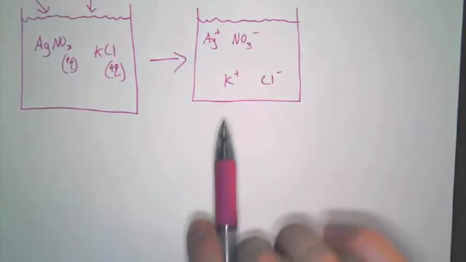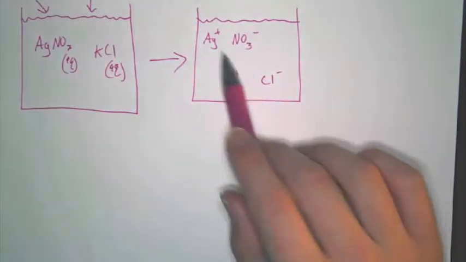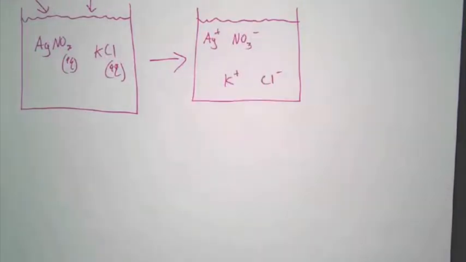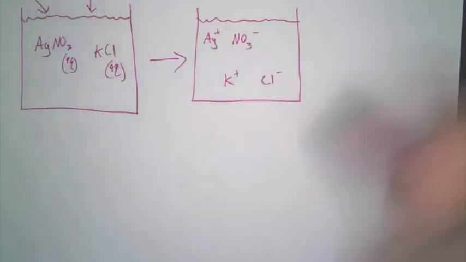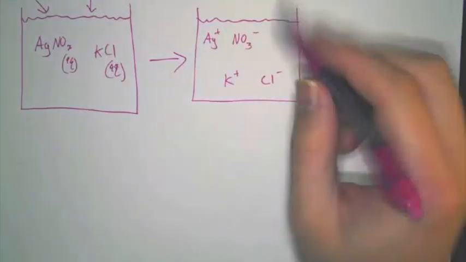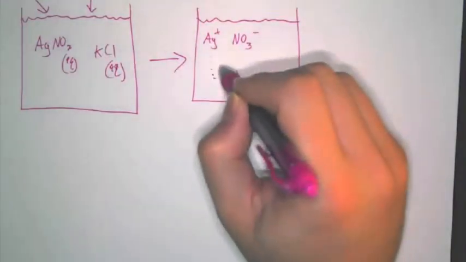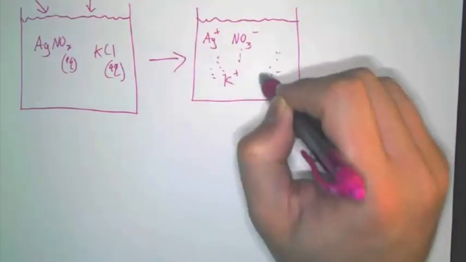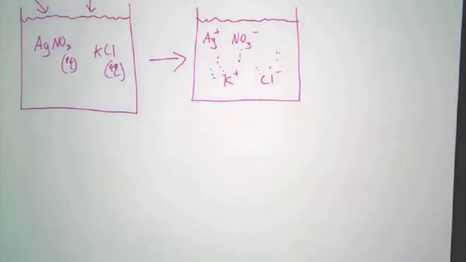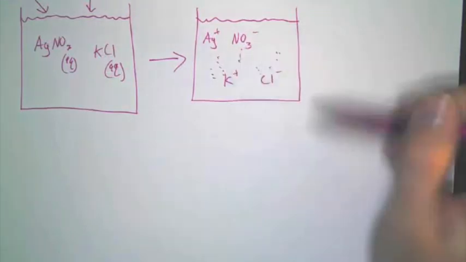Now, you do have to remember that there's not just one silver, one nitrate. There are so many, you can't even imagine how many there are floating around. So what occurs here is that now things start to move around, like they all start kind of randomly moving in every little direction. There's a lot of them, so that means every once in a while they're going to bump into each other.